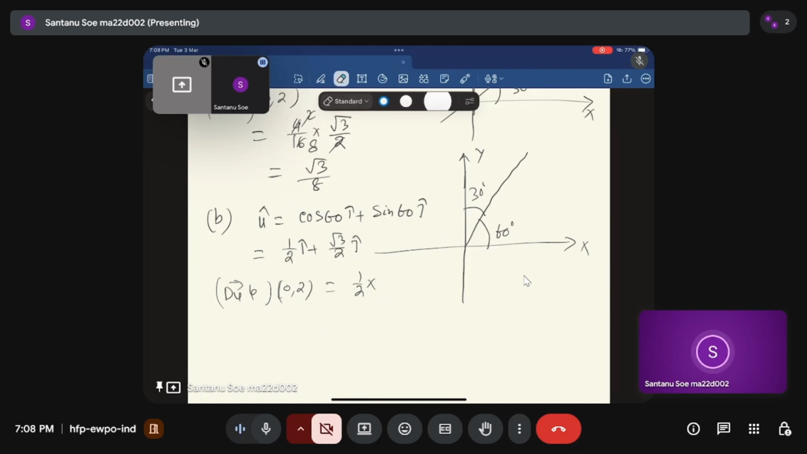Because 4 by 16 is just 1 by 4. So this is just 1 by 8. Okay. So this should be the answer. So now we're gonna go to the next question, which is question number 9.